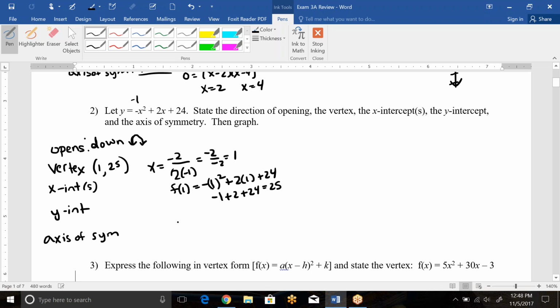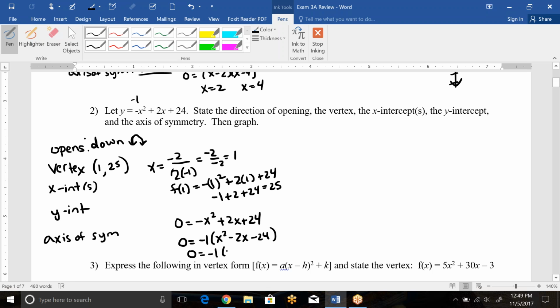And then our x-intercepts, we set 0 equal to the entire function for y. So y is 0 now. And then we try to factor this. Now, to factor something that has a negative in front, you'll want to pull that out and then try to factor.